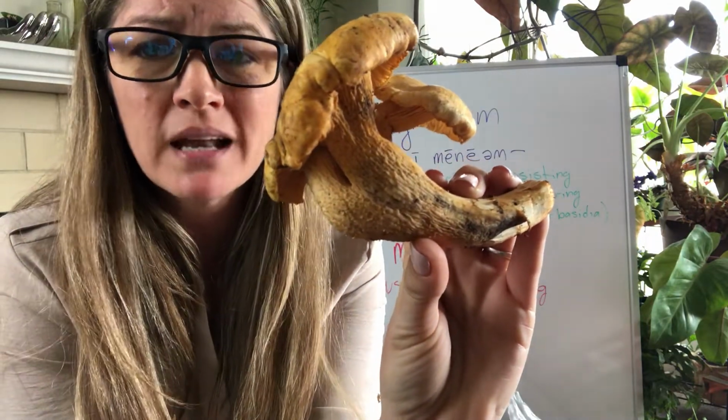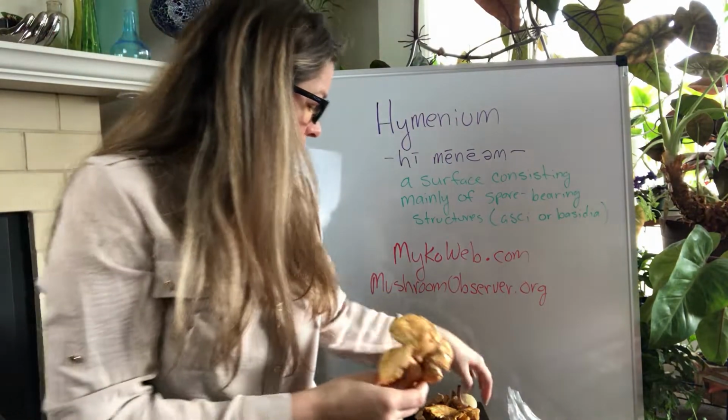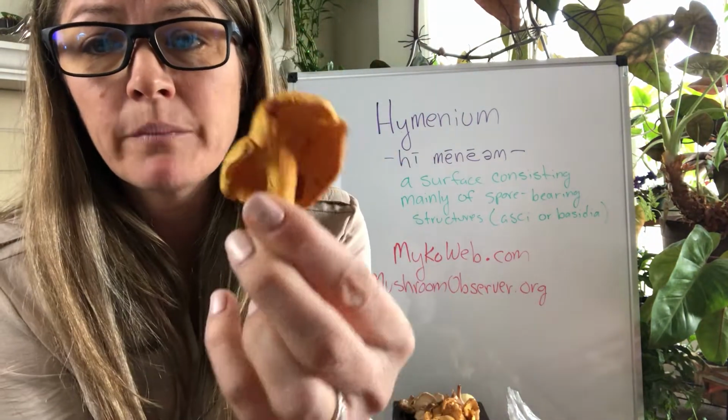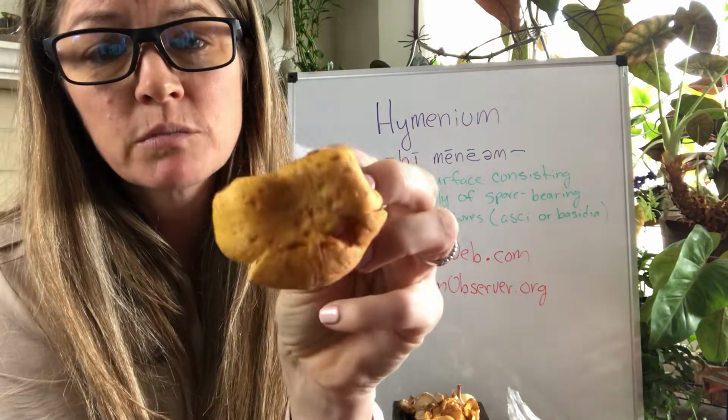So if it's raining and it's moist out, these suckers will get pretty big. If it stops raining and it dries out, they will dry up and stop producing basidia because there's no more moisture.